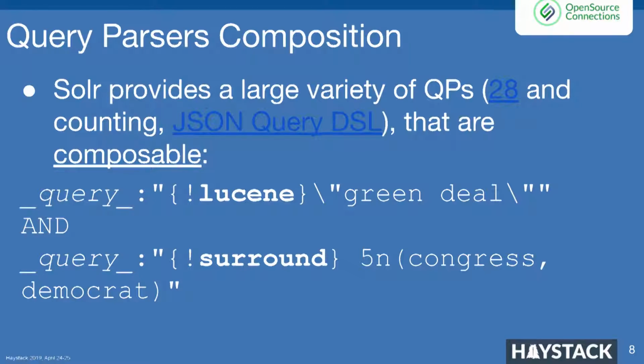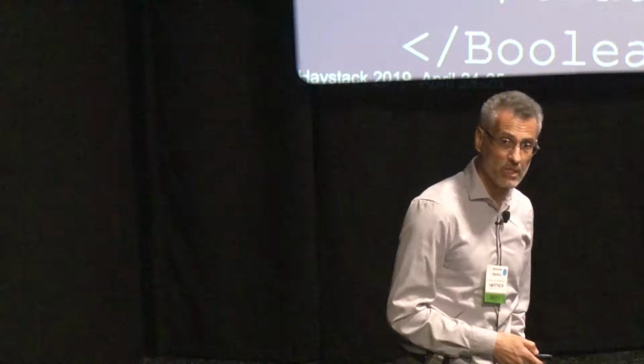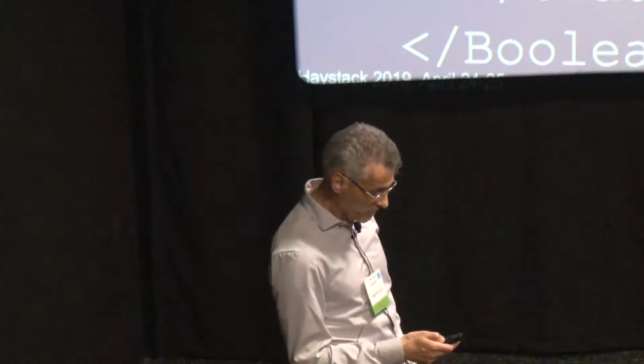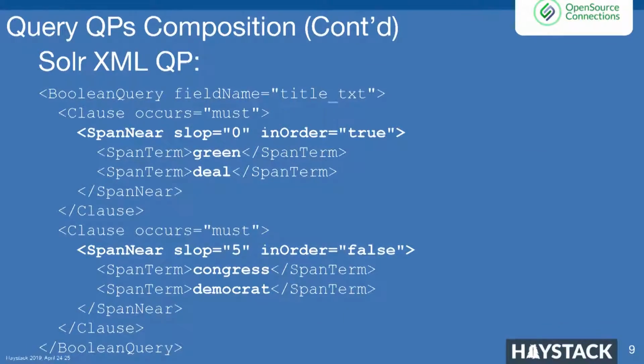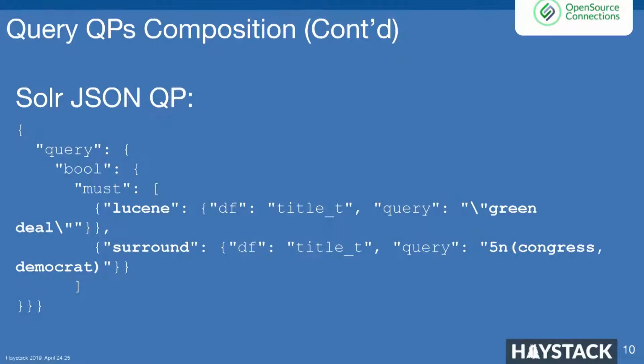You can do the same thing with the XML query parser, if you haven't seen that. Same query, more verbose, of course. But this might be a better output if you are programmatically producing this, right? And you can also express the same query in the JSON query parser, right? Which is sort of the latest kid on the block in Solr, and this is where you see Solr trying to be like Elasticsearch. Same query as before.